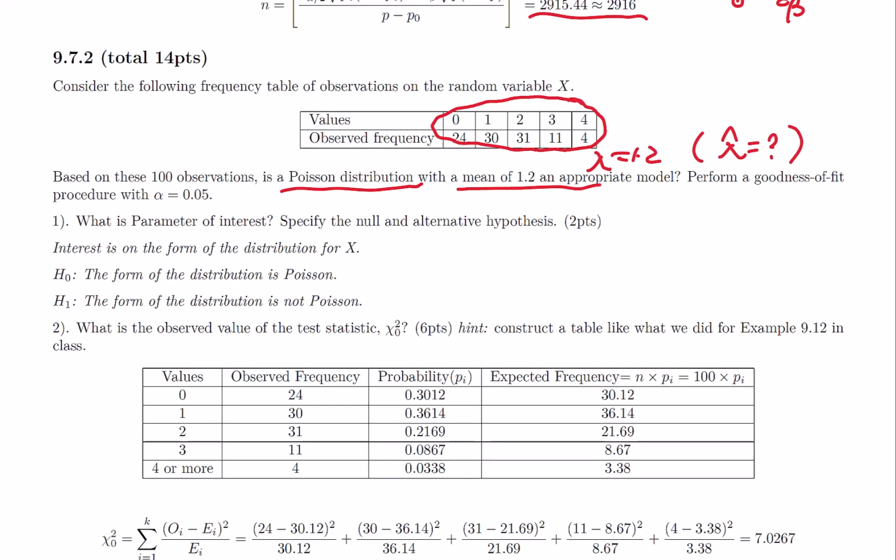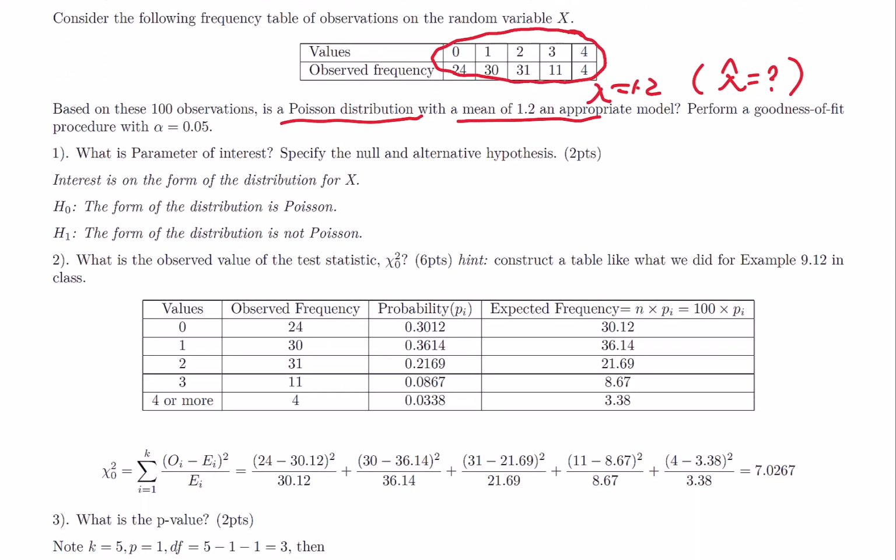All right, for the goodness of fit test, what is the parameter of interest? Actually, it's not really a parameter, it's the form of the distribution for this random variable capital X. And then we say the formal distribution is a Poisson with lambda equals 1.2, or you can say this formal distribution is not a Poisson.